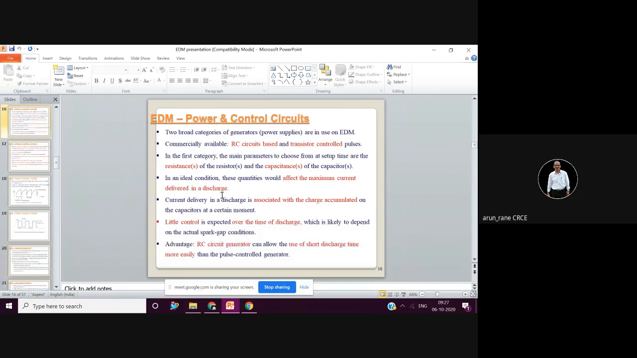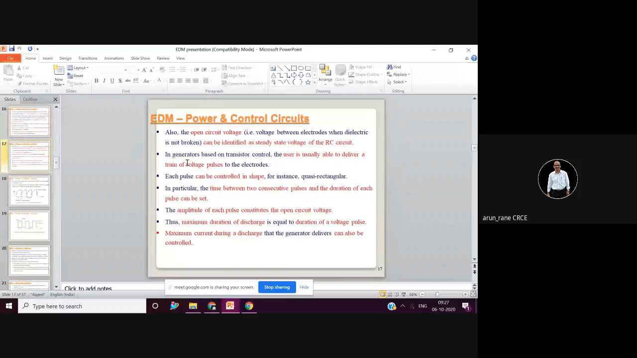Then there are different circuits, which are studied in engineering physics as well as in 12th standard physics. The RC circuit is the most common. RC is nothing but a resistance-capacitance circuit. Then you have the LC circuit, that is, inductance and capacitance circuit. Then you have RLC, that is, resistance, capacitor, and inductor. Mostly the RC circuit is commonly used.